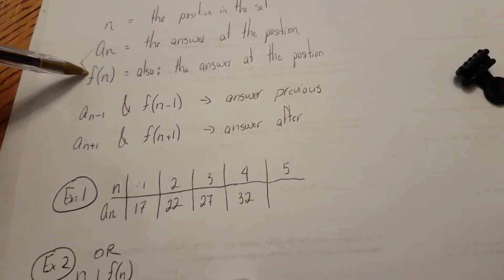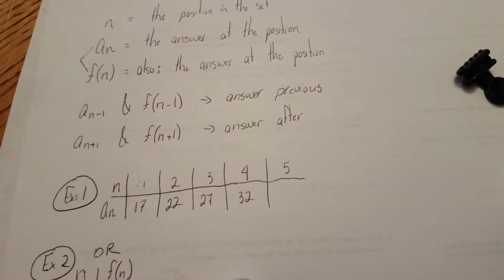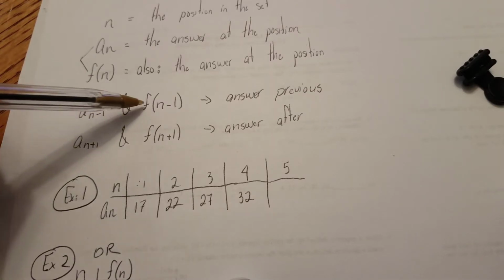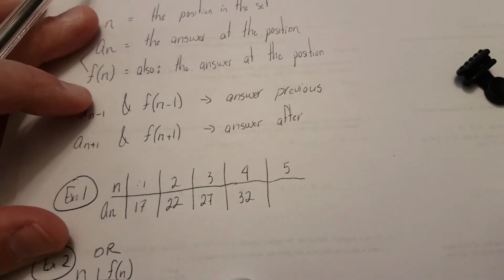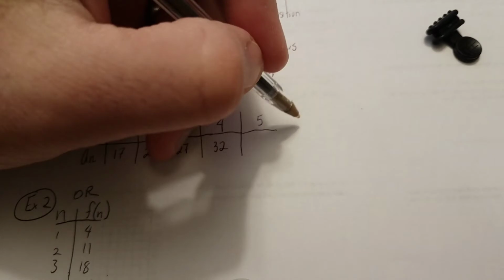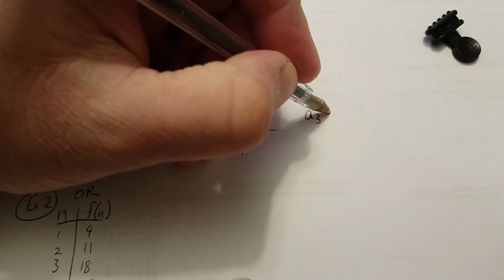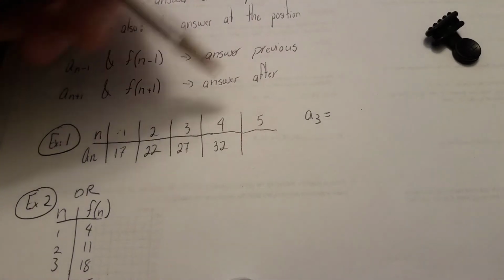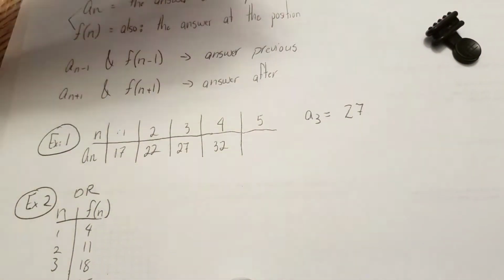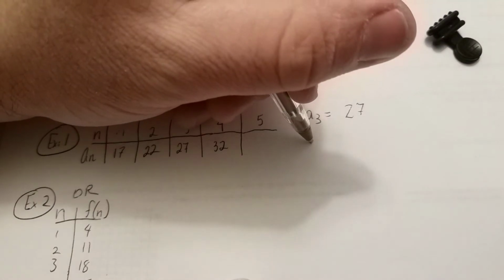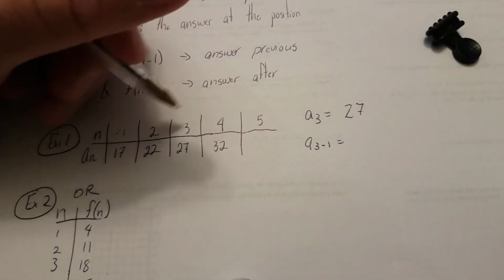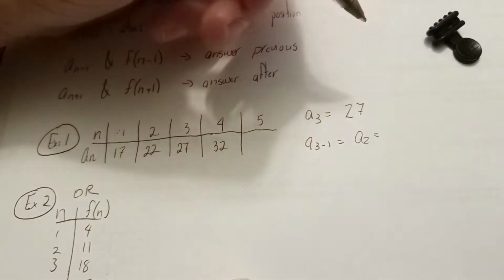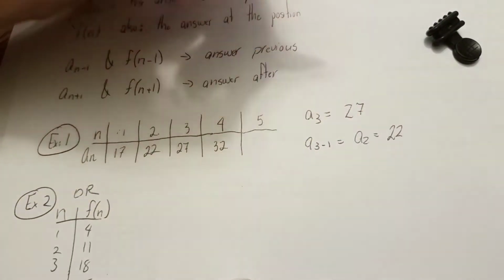Well, a sub n and f of n, that actually means the same thing. It's the answer in that position. A sub n minus 1 and f of n minus 1 means the previous answer. So for example, let's say I started off with, in this example 1, a sub 3. If we looked at this table and looked at the third solution, the answer would be 27. But if I said, what is a sub 3 minus 1, I'm looking for the previous answer, which would be the a sub 2 value. In this case, it would be 22.